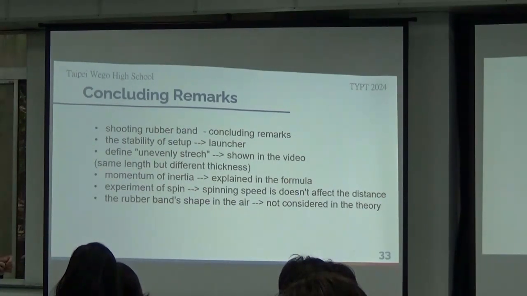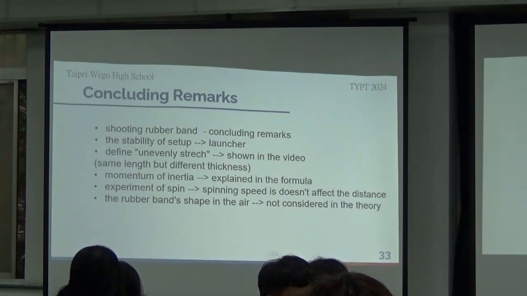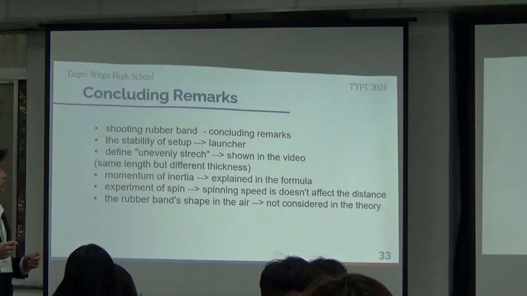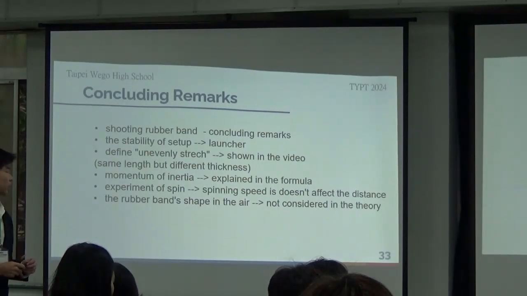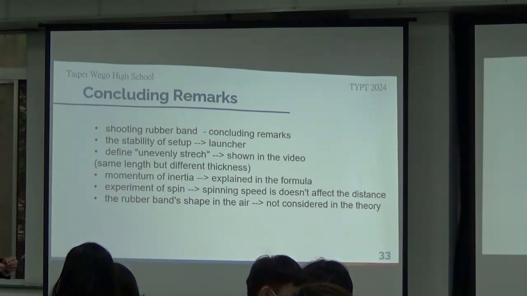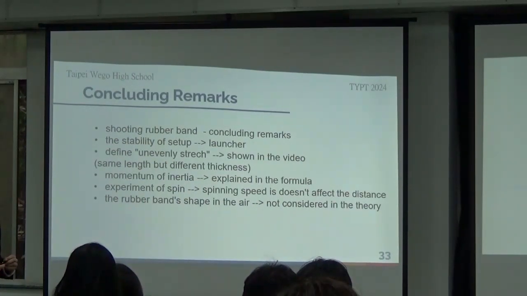video. And the opponent asked the reporter how to calculate the moment of inertia, and we explained that the torque equals the moment of inertia times the angular acceleration. And next, the opponent asked us about the experiment of spin, and we stated that the spin speed does not affect the distance. And about the rubber band shape in the air, we did not consider it as a perfect circle in our theory, so it does not matter.